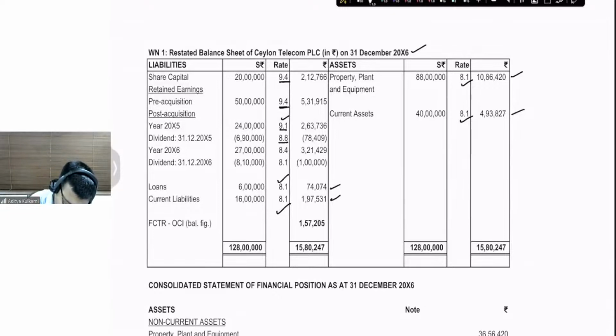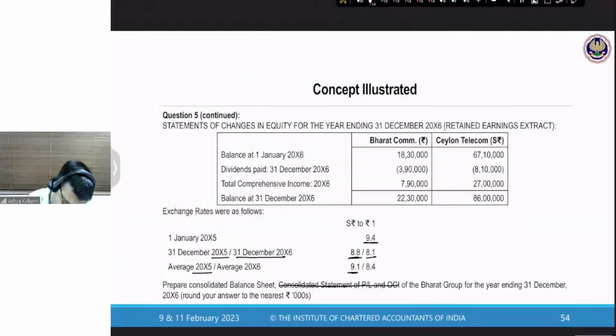Year 20X6, did I again make a profit? Yes. What is the profit that we have made? Total comprehensive income is 27 lakhs.